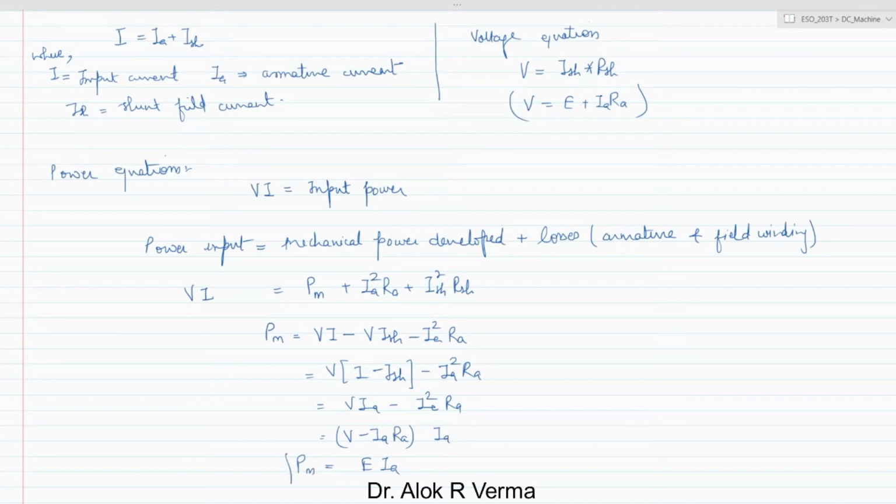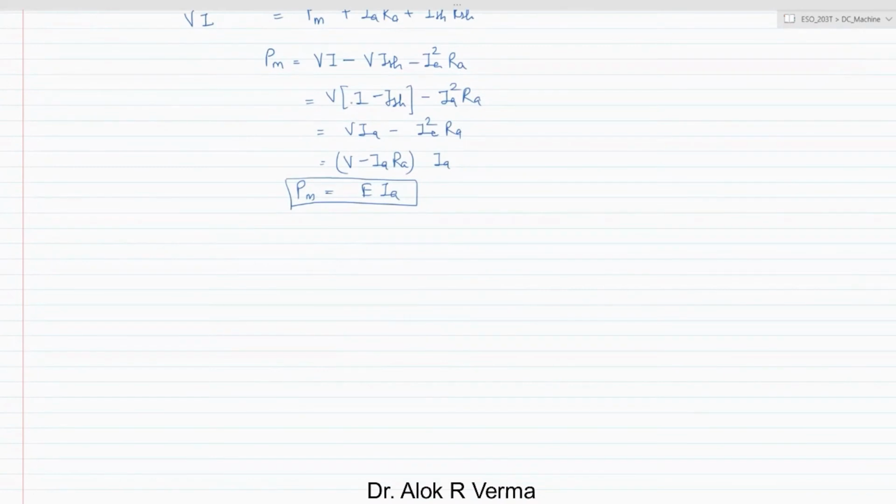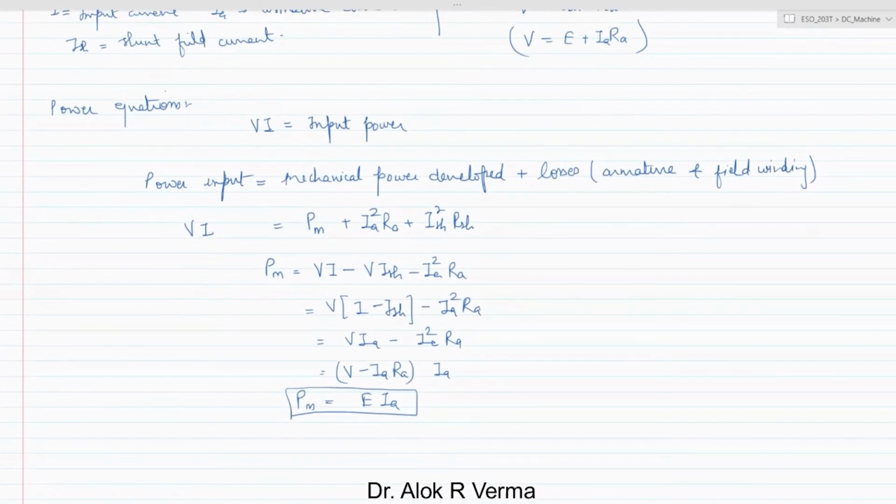This is what we assumed earlier, right? So the mechanical power equivalent is E into IA. From here we have just seen, just playing with the parameters, right? So here you can see we have written the power input as V into I. So what about V into IA? What is this power? This power is the electrical power supplied to the armature.